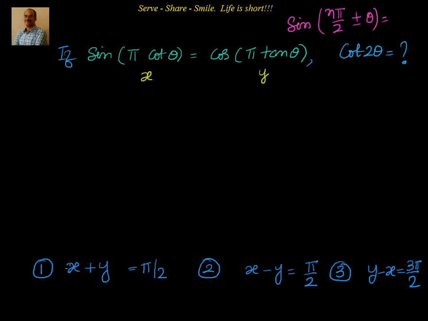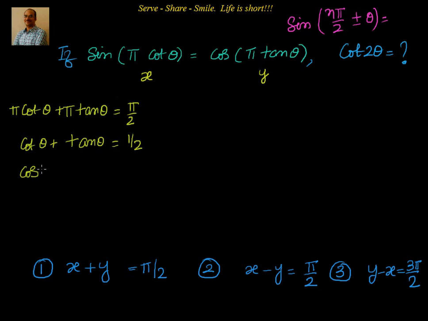Let's go to the first condition. We have been given x plus y equal to pi by 2. What is x? Pi cot theta. Let me write down here. Pi cot theta plus pi tan theta is equal to pi by 2, or can I say cot theta plus tan theta is equal to 1 by 2. I can divide by pi throughout. I can convert this into cos by sine and sine by cos. Cot theta is cos theta by sine theta, tan theta is sine theta by cos theta, which is equal to 1 by 2.